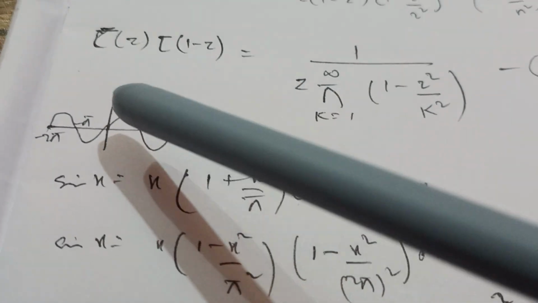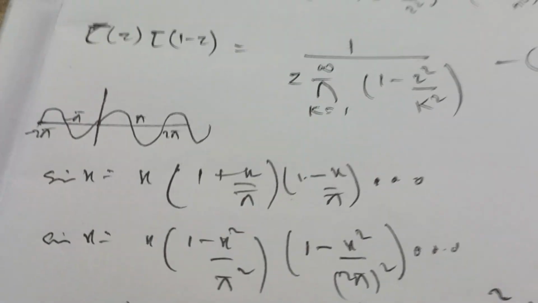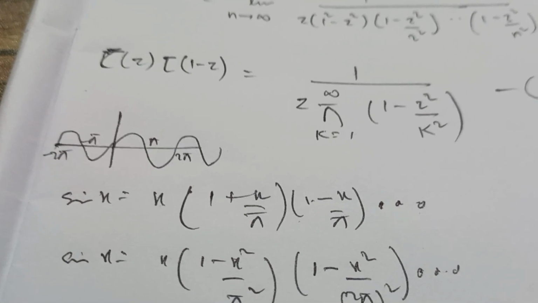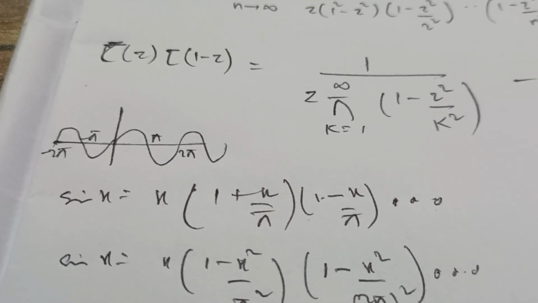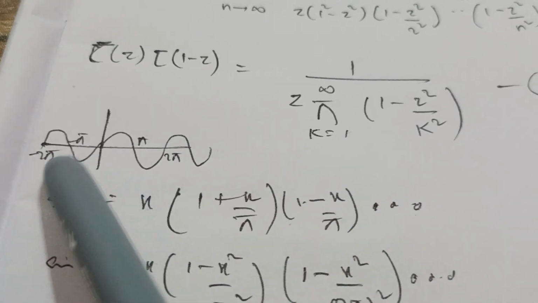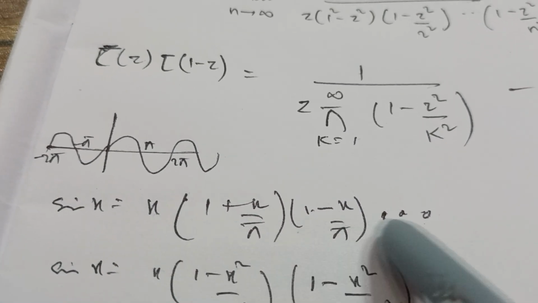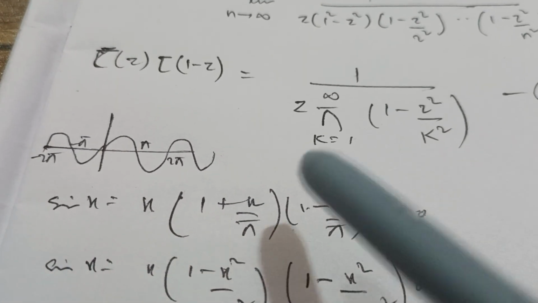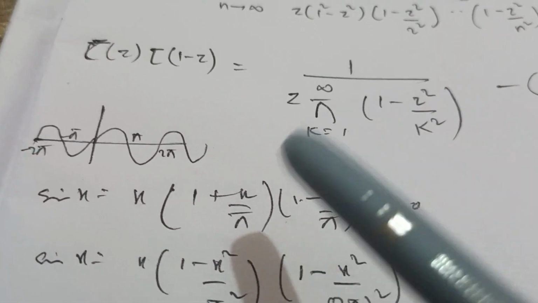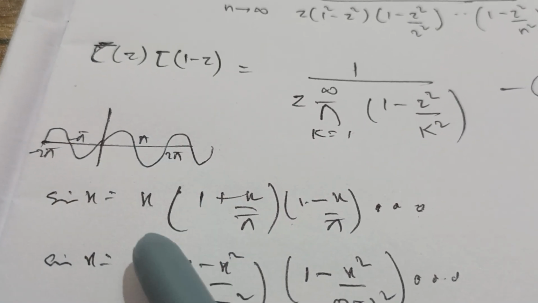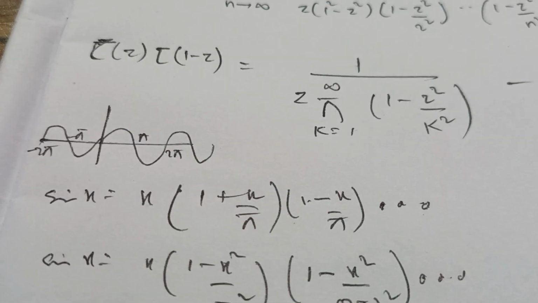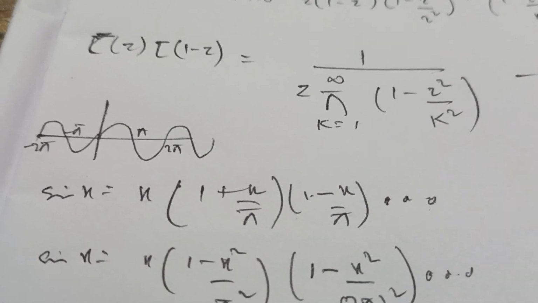Okay, you can see the roots are integral multiples of pi: 0, pi, minus pi, 2 pi, minus 2 pi, 3 pi, minus 3 pi. You understand, right? So I'm going to write the sine x equation as the product of its roots. Basic equation writing, like product of its roots equals the function. So this is the sine x function, and its roots are 0, minus pi, pi, 2 pi, minus 2 pi.